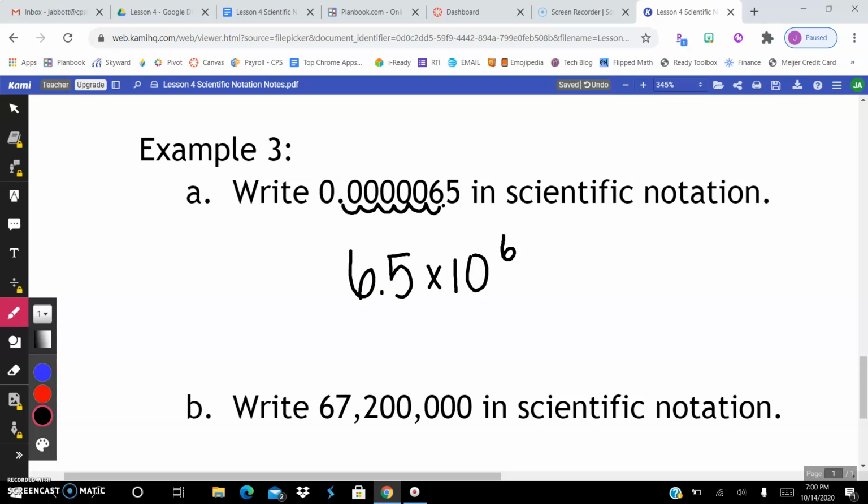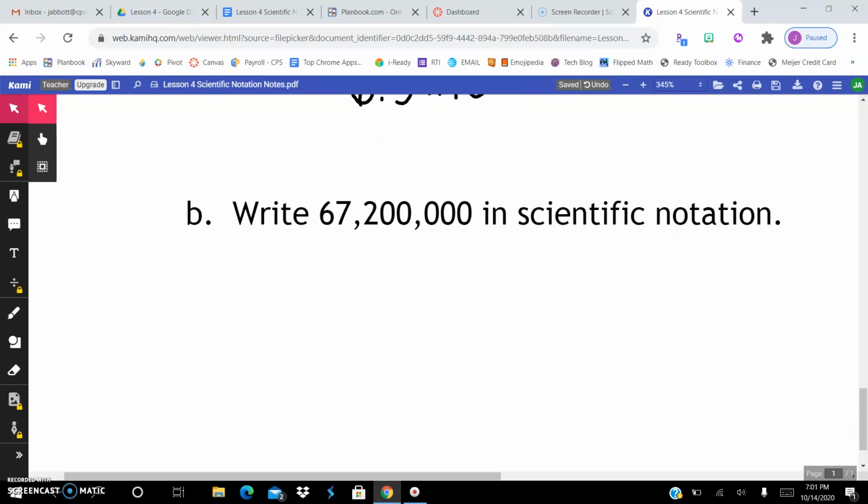But because we started with a number that's less than 1, our exponent is negative. Because if I took that 6.5, that -6 number tells us we have to move left 6 to get our starting number. So be careful on the negative numbers. Even though we counted our decimal over to the right, our exponent is still negative in this case.